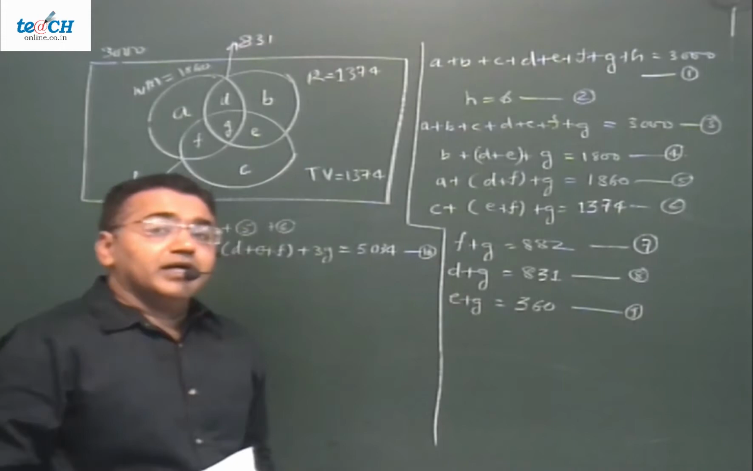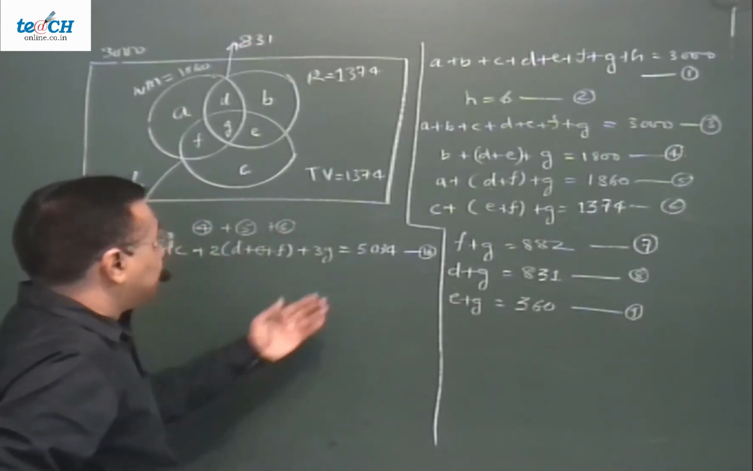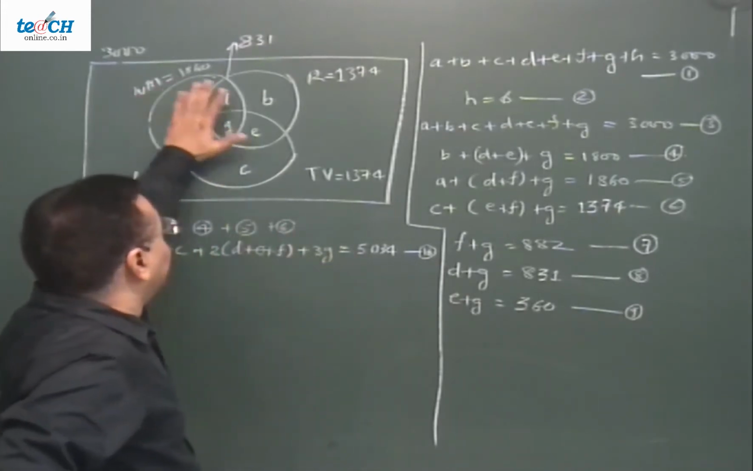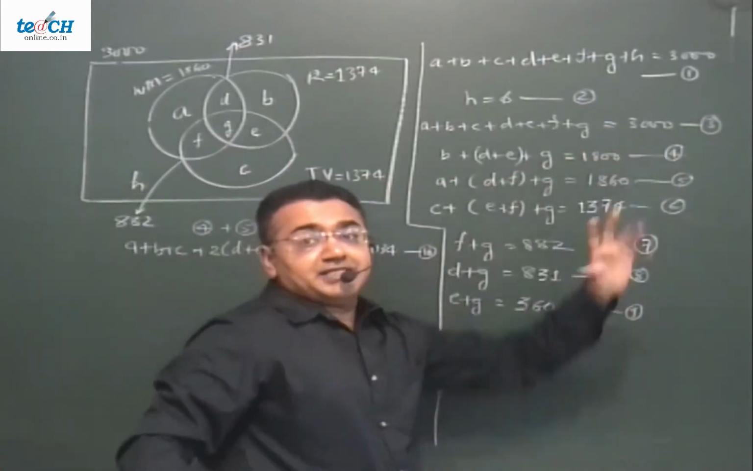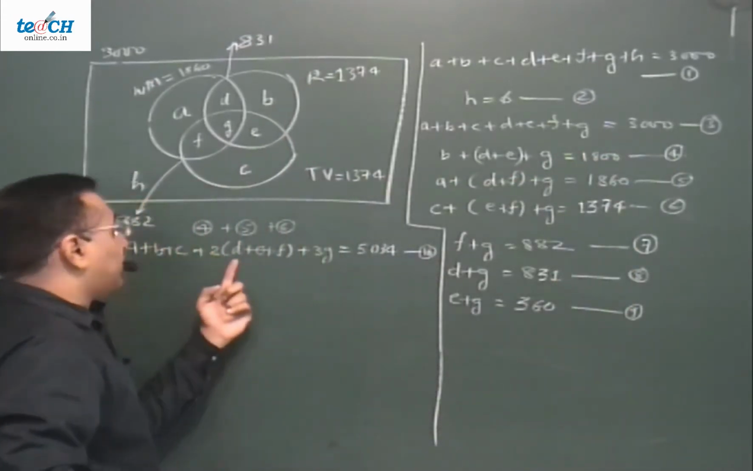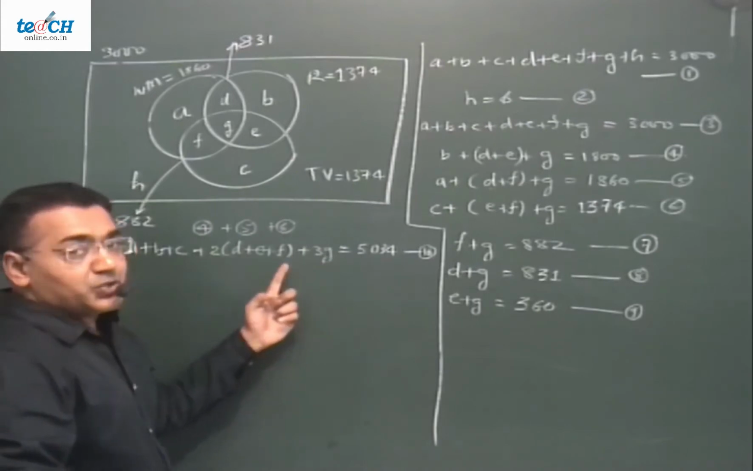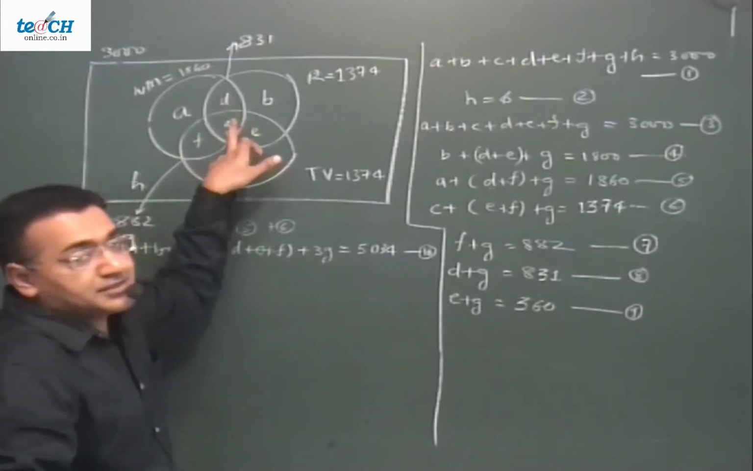Remember, in the intuitive solution we were talking about the fact that this is 5034, but we know that the union of this set is just 3000. So why is this happening that way? Because I have counted D, E, F twice and G thrice. Remember, these 3 twice and this thrice.